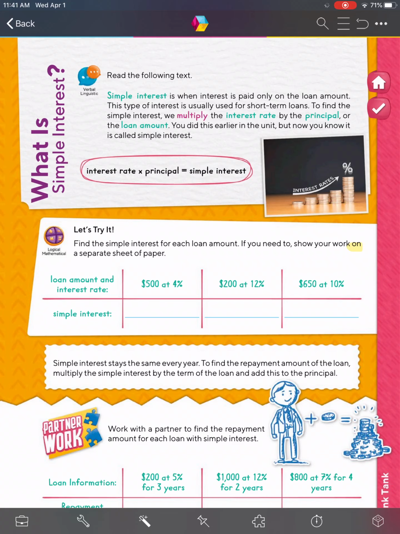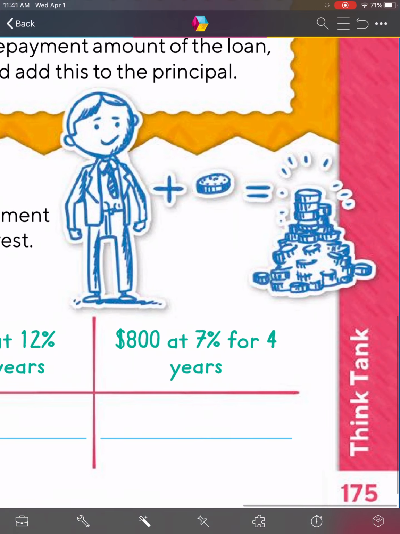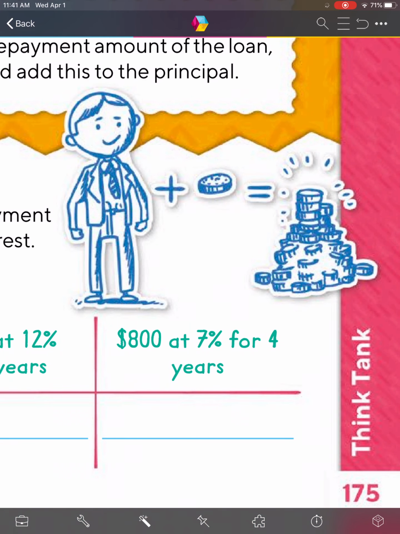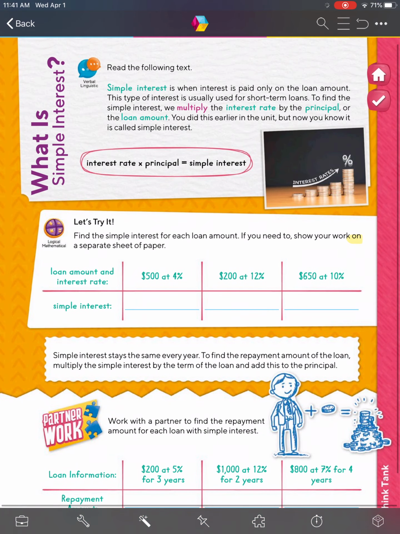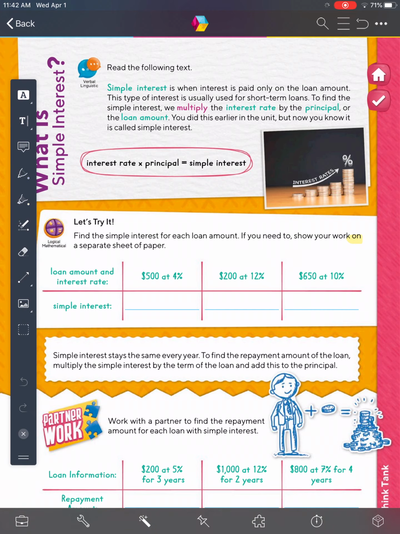Today, to finish our activities, let's go together to the Think Tank section, which is on pages 175 and 176. Ready? This is not entirely new for you because we've been talking about loans, interest, repayment amounts, and more, right? But let's read together so that we can remember what we're supposed to do, okay?